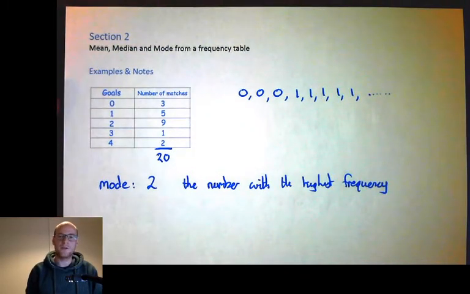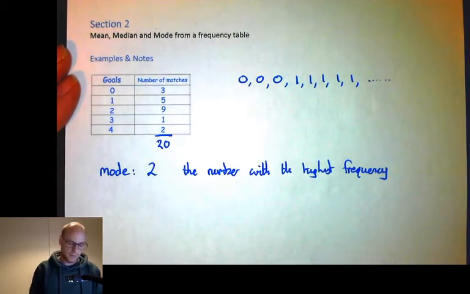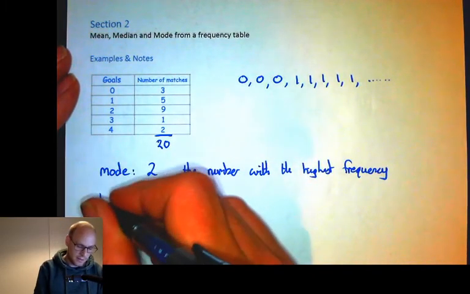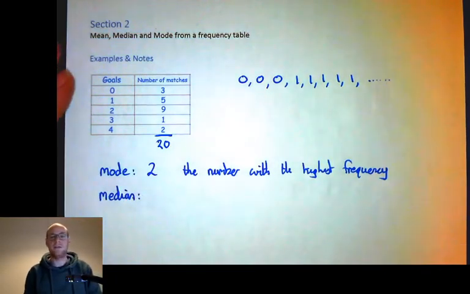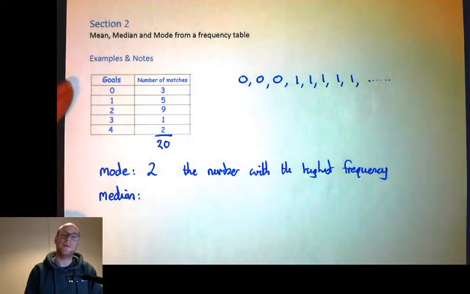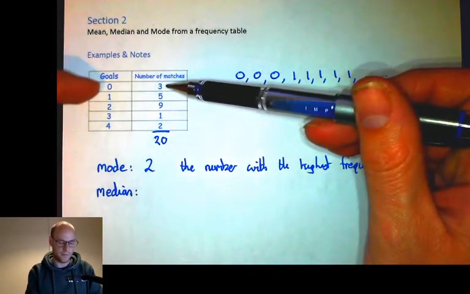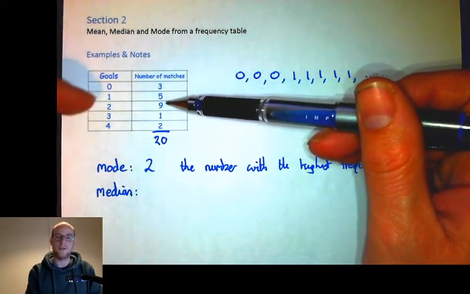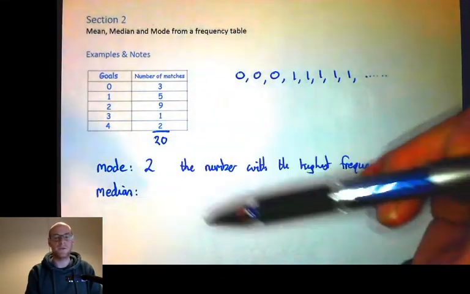Now, in order to do the other 2, we're going to need to do some work. So I'm going to do the median next. Now, the median is still the number in the middle if they were written out in order. But the really cool thing about this table is actually the numbers kind of have been written out in order for us, because the 3 zeros at the top, the 5 ones are next, and the 9 twos are next, etc, etc. So they are actually written in some kind of order in the table.